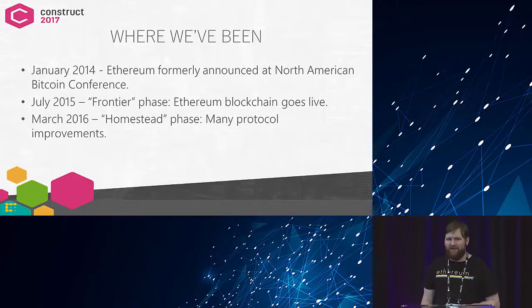As I'm going through these developments, consider that the Ethereum blockchain itself is less than 2 years old. In March 2016, we had Homestead. It had a lot of protocol improvements, a lot of things that helped speed up transactions and make things more reliable, coming out of an alpha beta phase.